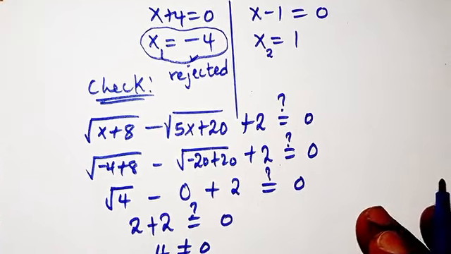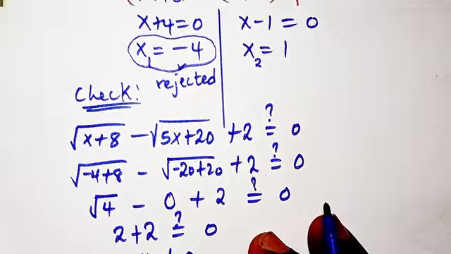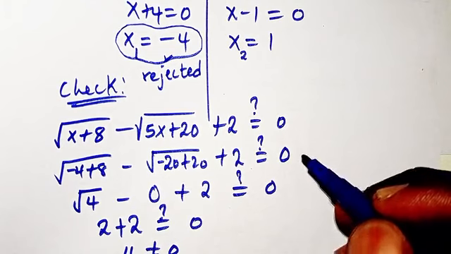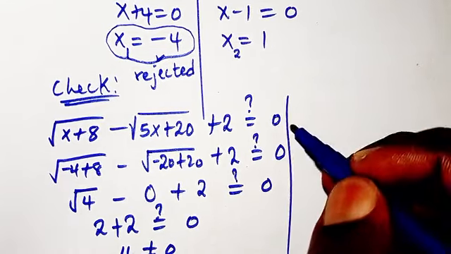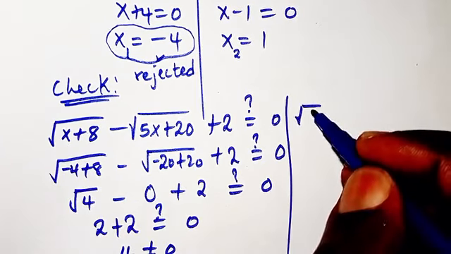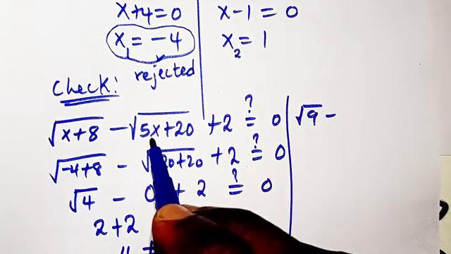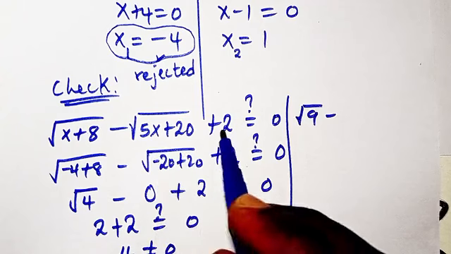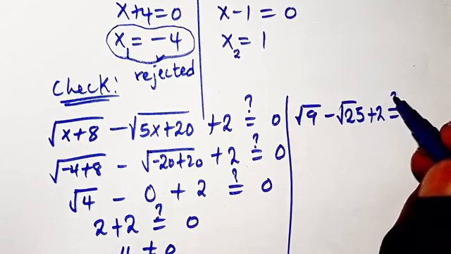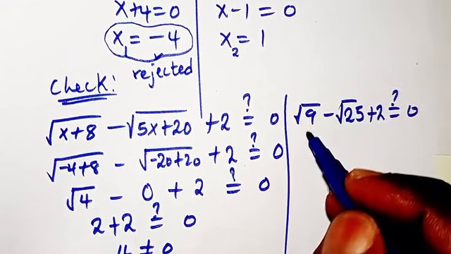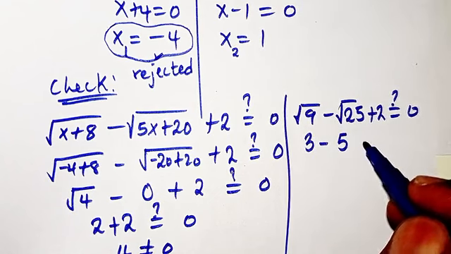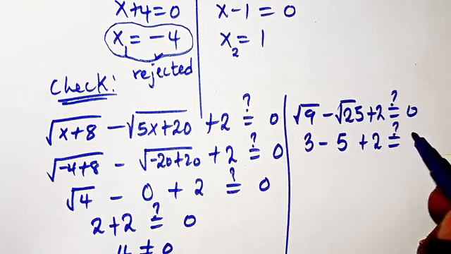Then let's check the second one, okay. Checking the second one, what are you going to have? So now we check it here. So let's say we have that here. When it's 1 plus 8, we're going to have root 9 minus, when this is 1, 5 times 1 is 5, 5 plus 20, we have minus 25, then plus 2. Is this going to give us 0? So we have 3 minus, here is what, 5, right? Then plus 2. Is this going to give us 0?